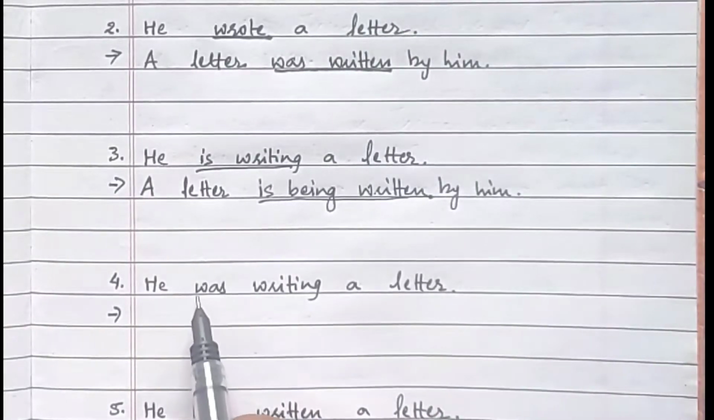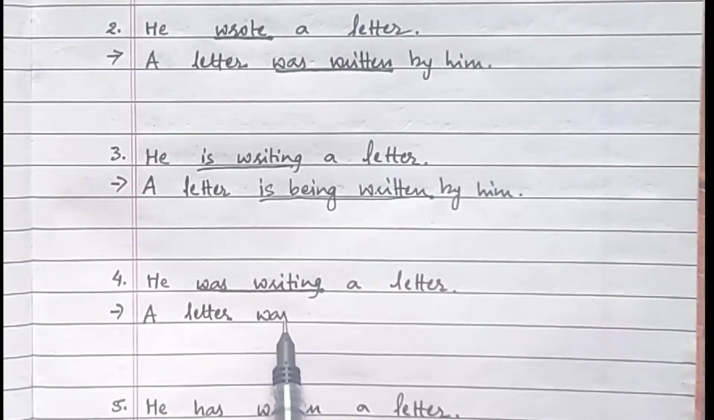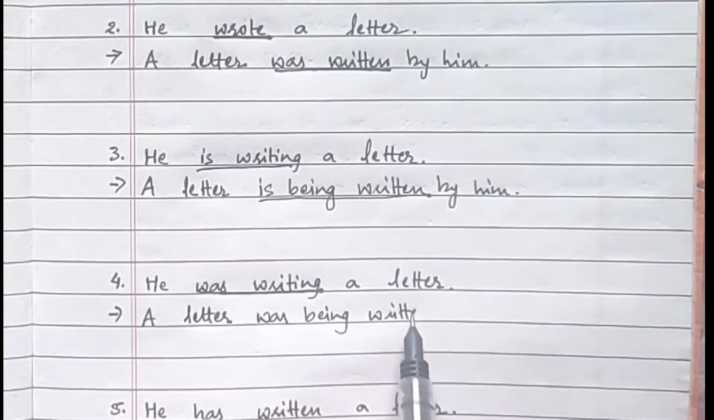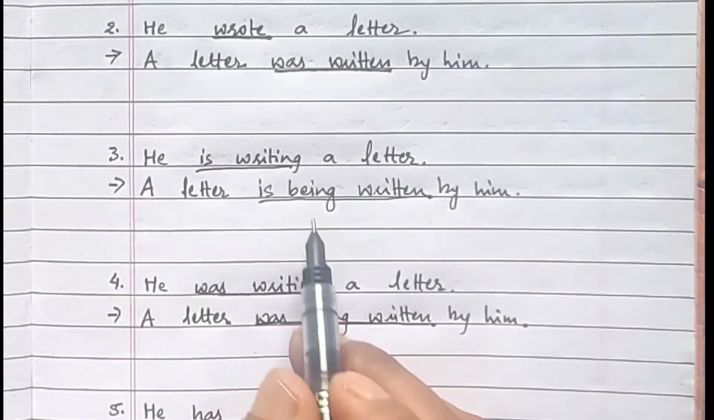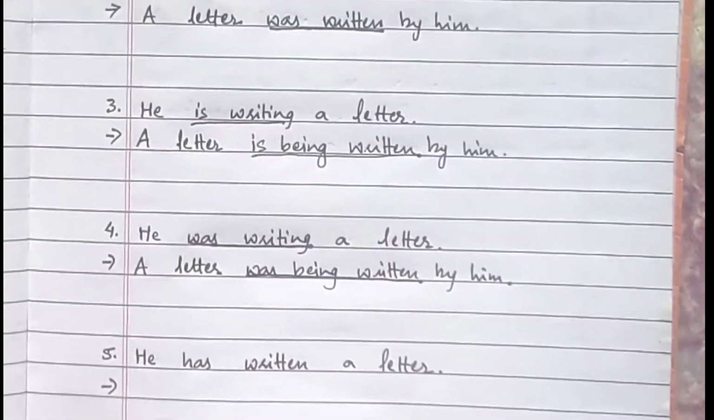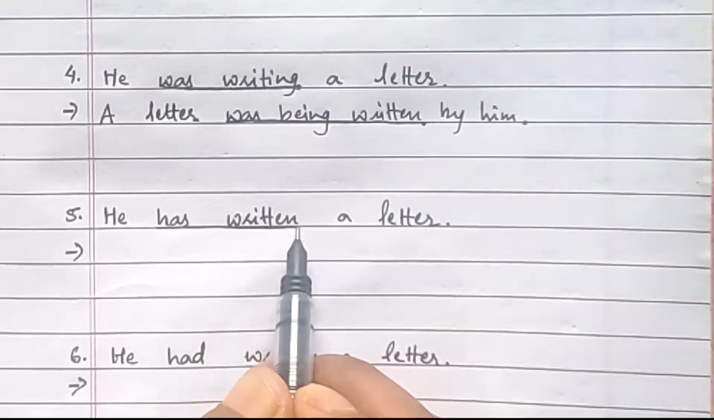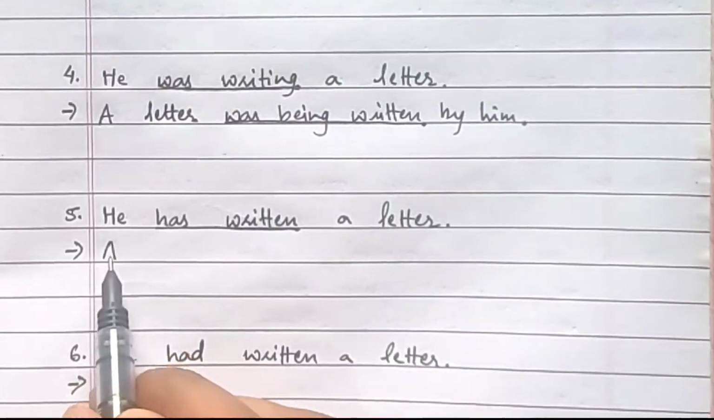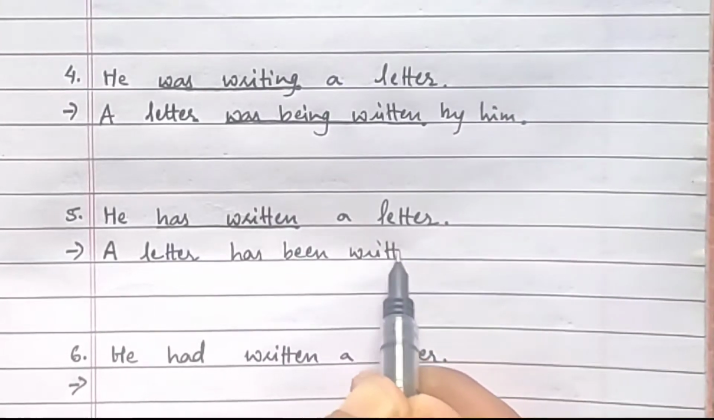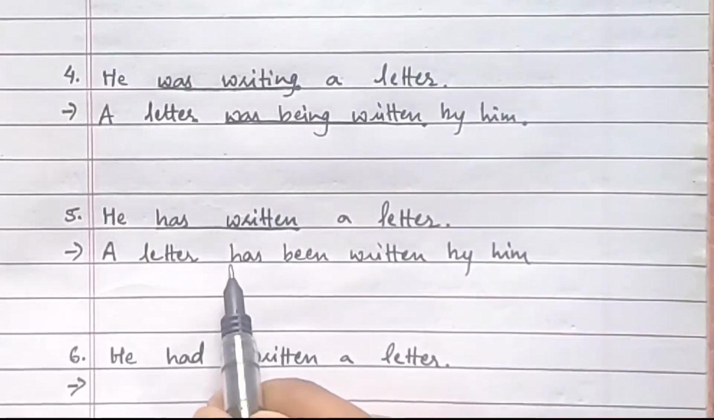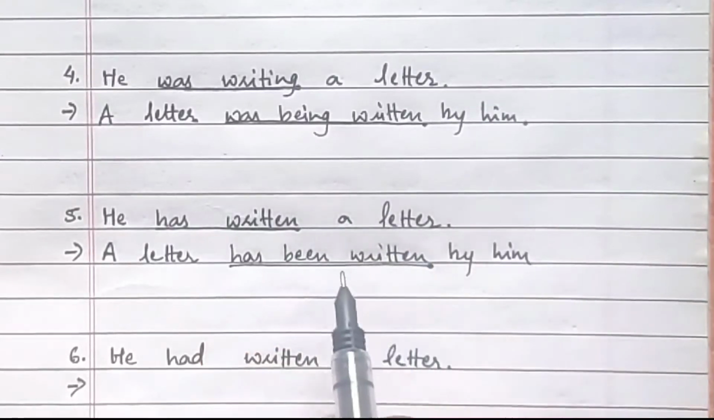He was writing a letter. Was writing, past continuous. So a letter was being written by him. So look at the tense, was being written. So in continuous tense, you have to add being, B-E-I-N-G, being. Next one is he has written a letter. Has written, that means present perfect. So passive voice will be a letter has been written by him. Has been written. So in perfect tenses we have to use been. Continuous tense being, perfect tense been.